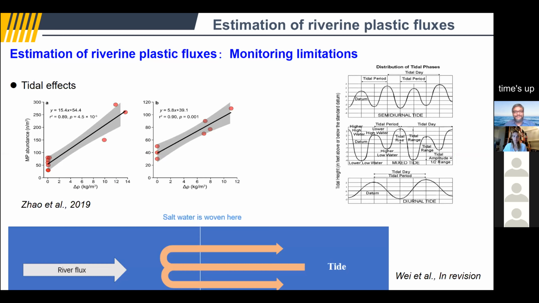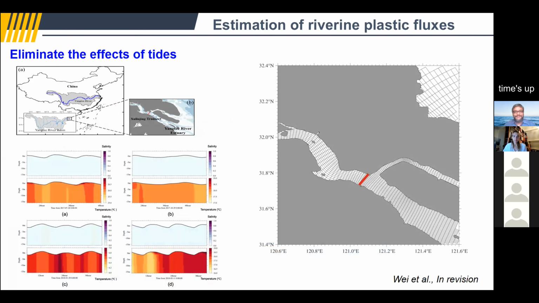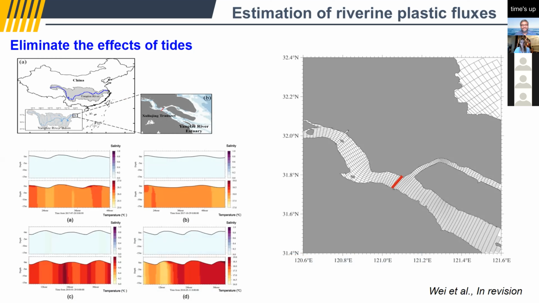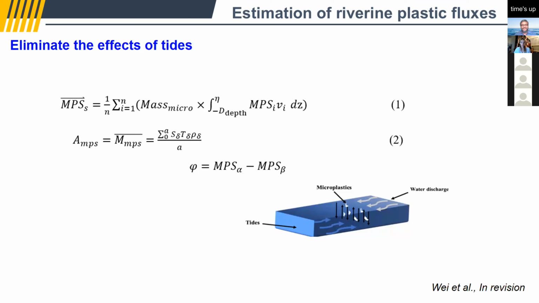Then for the tide effects, here I just show the effects of tides on the microplastic abundance, but we are also trying to use model approaches to eliminate the effects of the tides. So here's another example, still in the Yangtze estuary, done by our colleagues. The model was validated using the salinity and temperature to see the tidal signals, and then based on these modeling equations, to eliminate the effects of the tides.